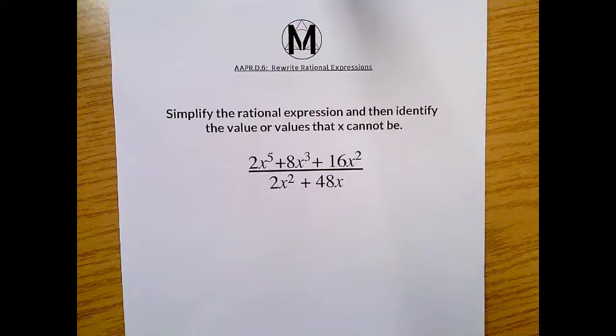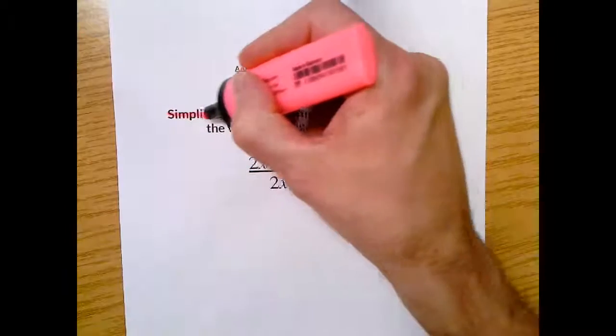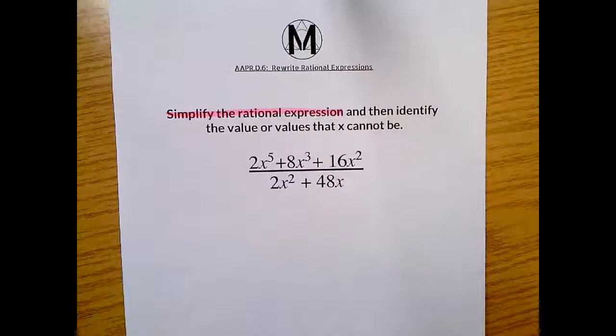Okay, let's do some Mathity-Math. It says here, simplify the rational expression and then identify the value or values that x cannot be. All right, let's just do this one step at a time and tackle the first part. It says simplify the rational expression.